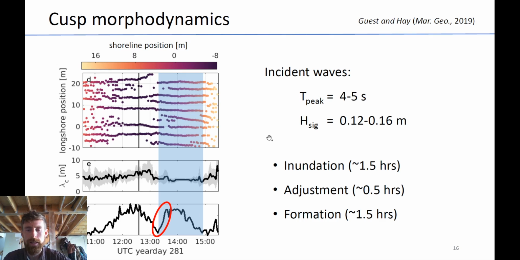And I've given some incident wave properties here just to indicate that they were more or less constant over this time period.